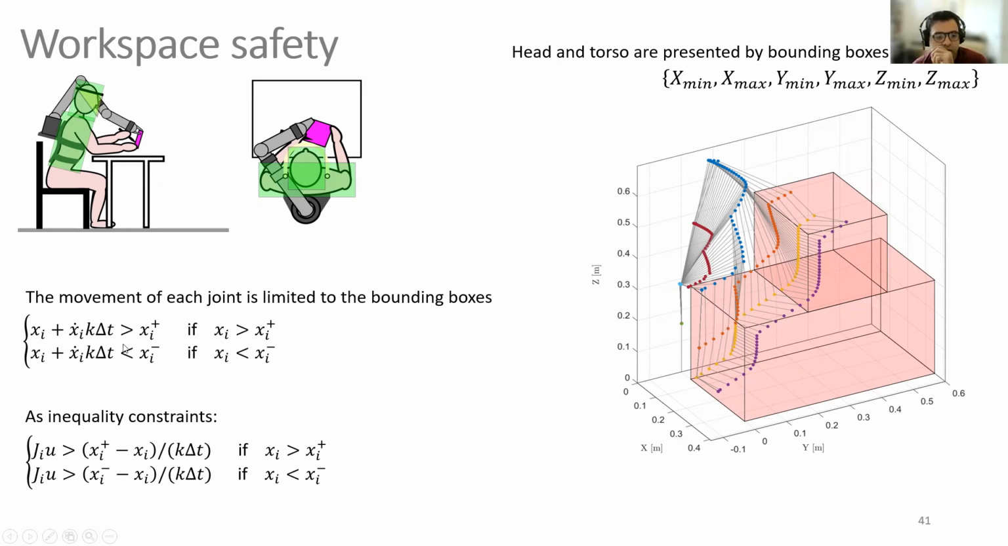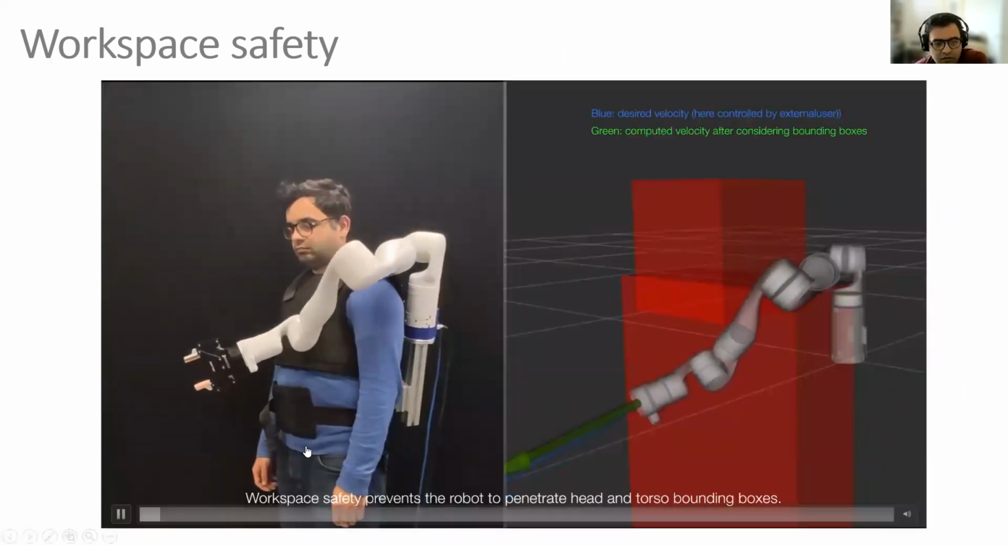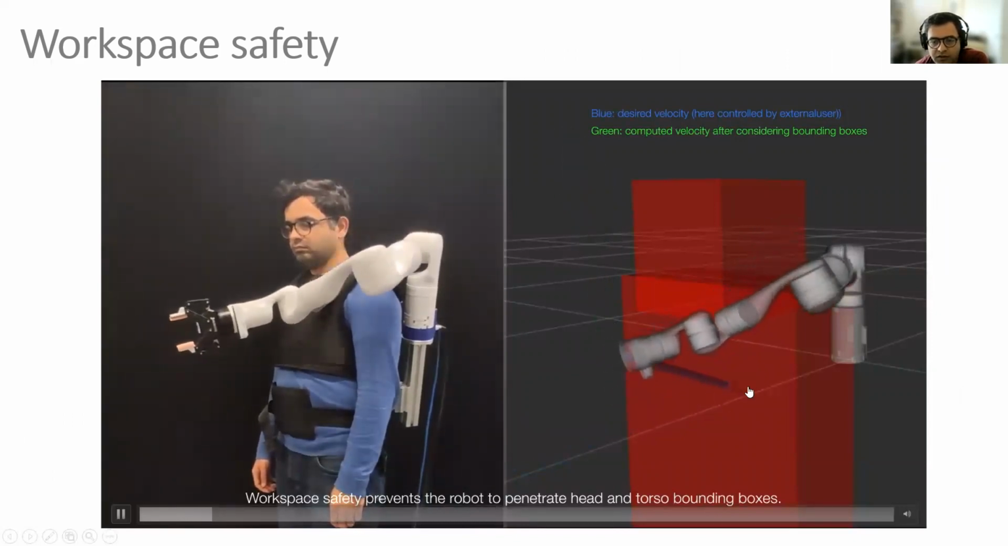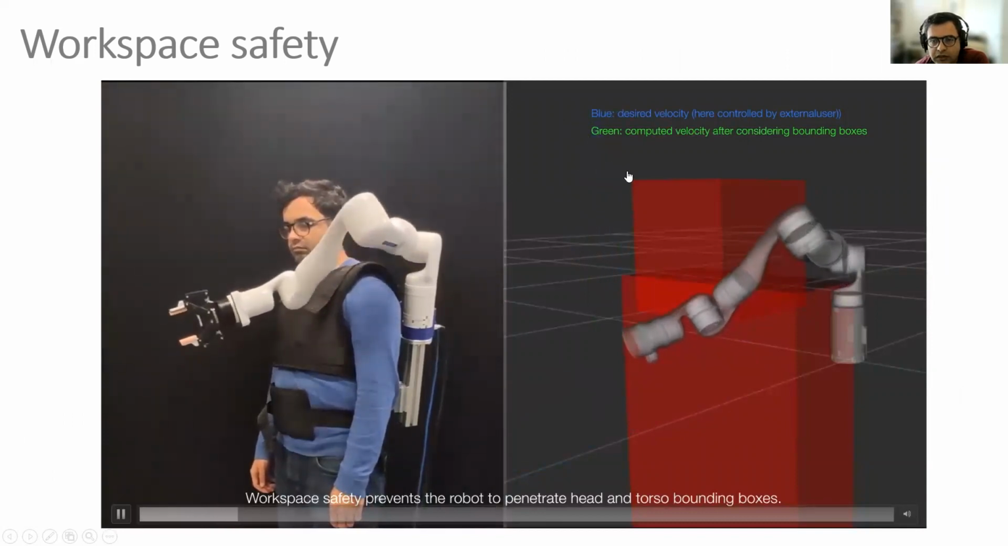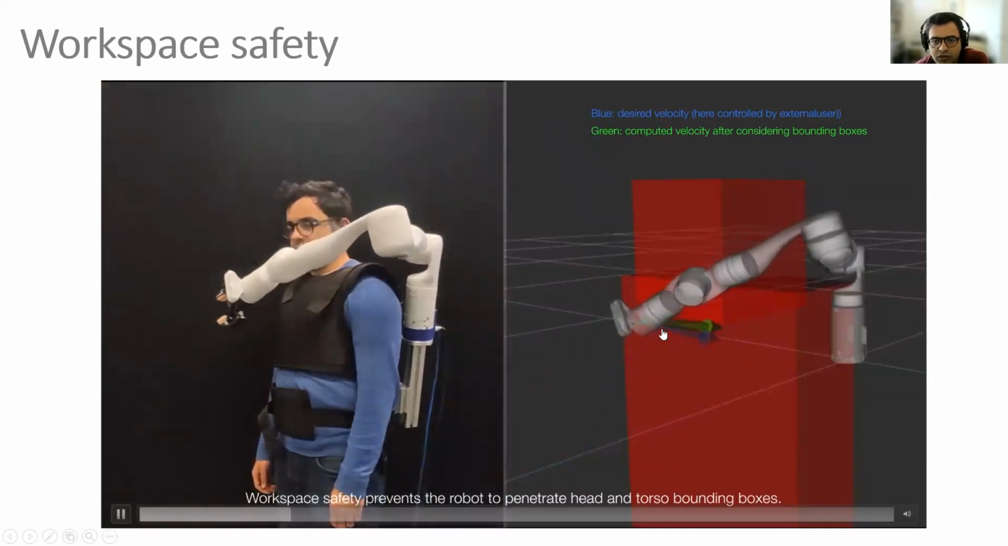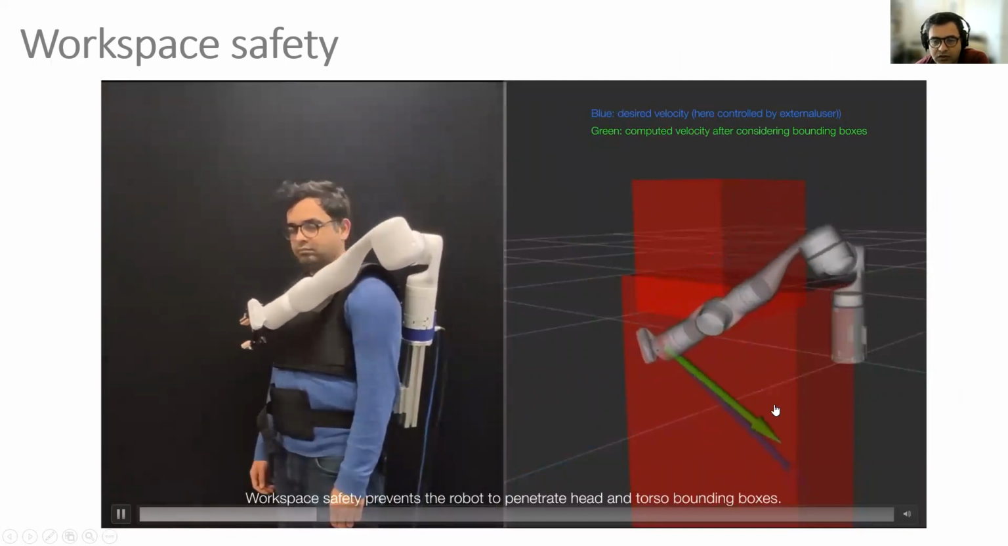So each of these is three-dimensional XYZ, and 2 times for penetrating from left or right. And then we can use the partial Jacobian to get the velocity of each of these points, and we arrive at these inequality constraints, which we can integrate into our quadratic programming, and it provides the behavior shown here. The user is applying some desired velocity, shown here in blue, and the green one is the one computed by the QP, which doesn't allow the user to penetrate into these boxes.